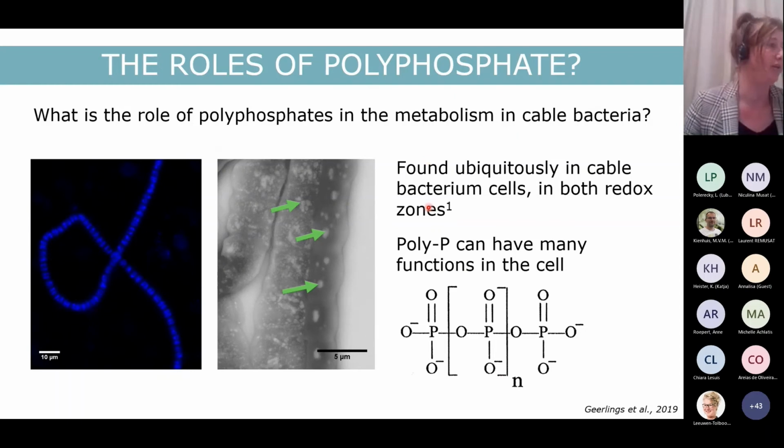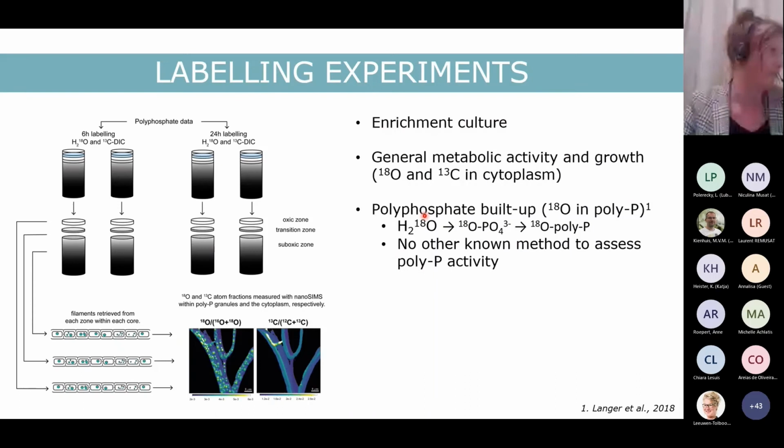So we found them in almost all cable bacteria cells, and it doesn't matter from which redox zones we retrieve these filaments. So they're found in the oxic zone, and they're found in the suboxic zone. So we wanted to know, what is the role of these polyphosphates? So we performed another labeling experiment, followed by NanoSIMS. This time we labeled with 18O labeled water, and again with 13C labeled bicarbonate, to see which filaments were metabolically active. After 6 and 24-hour labeling, we cut the cores.